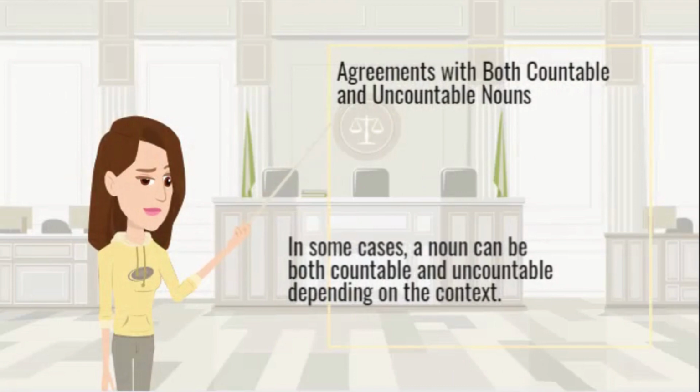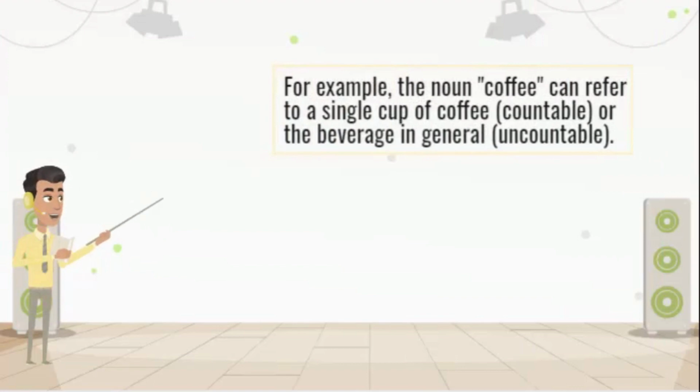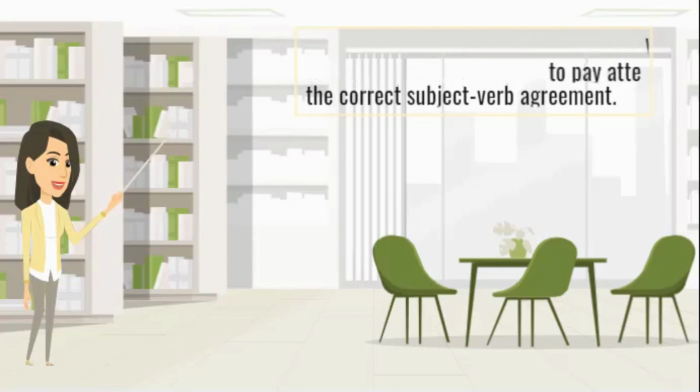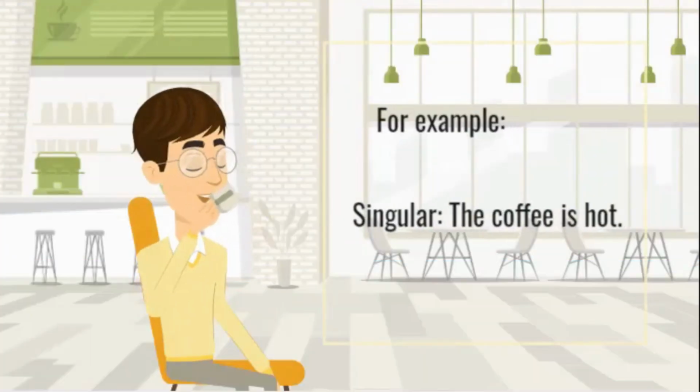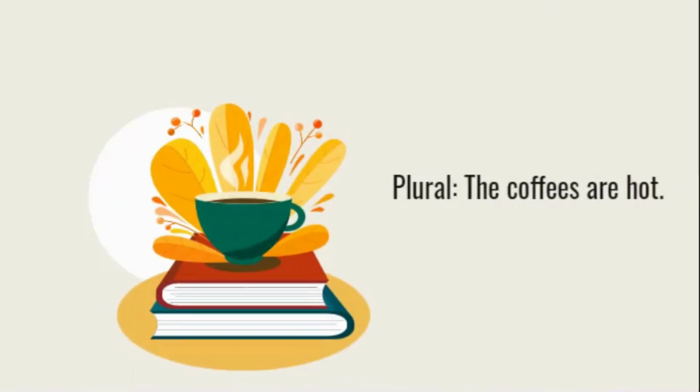Agreements with both countable and uncountable nouns. In some cases, a noun can be both countable and uncountable depending on the context. For example, the noun "coffee" can refer to a single cup of coffee, countable, or the beverage in general, uncountable. When using these nouns, it is important to pay attention to the context and use the correct subject-verb agreement. For example, singular, "the coffee is hot." Plural, "the coffees are hot."